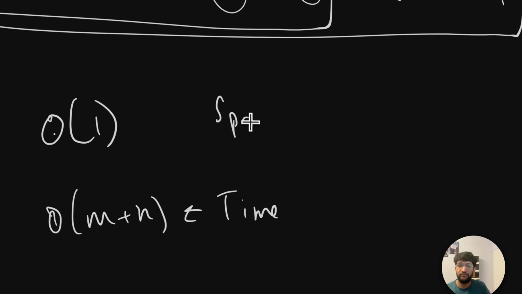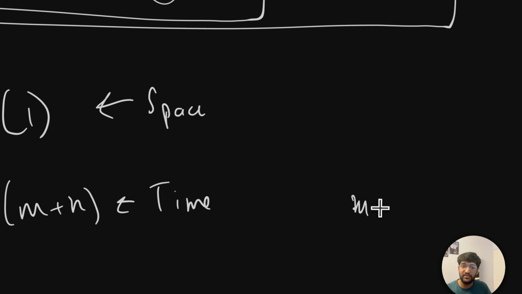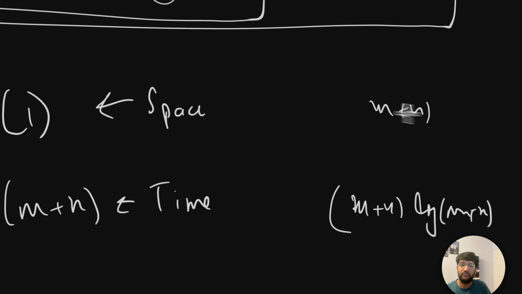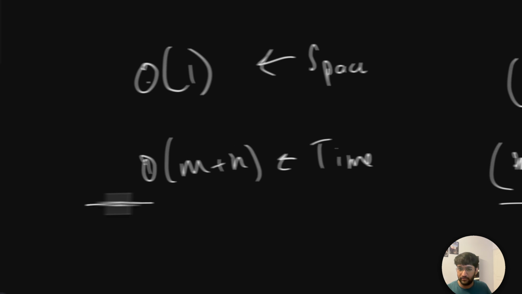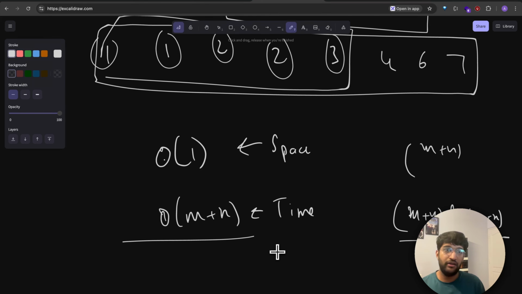Space is O of 1. Compared to the previous one, which was m plus n into log m plus n for time, and space was m plus n. So you can already see this is a way better solution. O of 1 space is insanely good, and O of m plus n time is also pretty good, right? Compared to m plus n into log m plus n, yeah, very good. Summary of what's happening here, and that's pretty much it for the solution side.